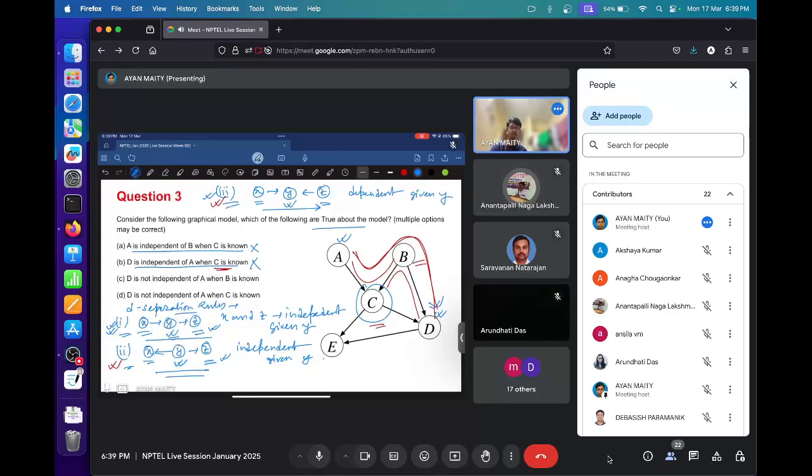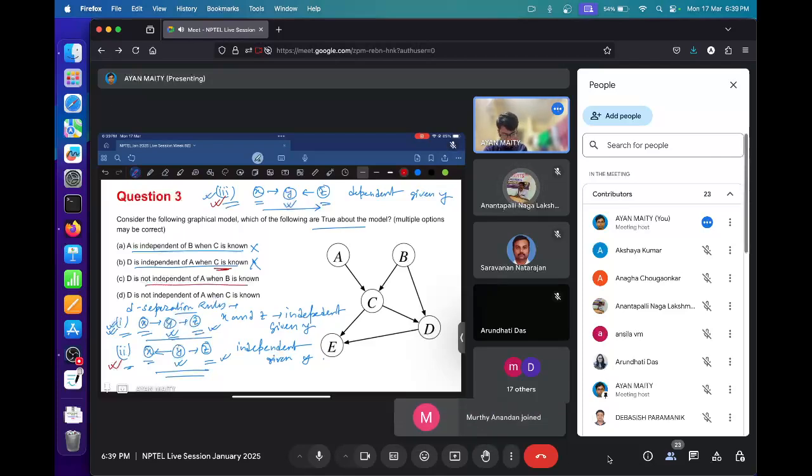So this option B is also not correct. Now option C says D is independent of A when B is known. So again D and A, when B is known. In the previous option it was C, C was known. Now it is B which is known.